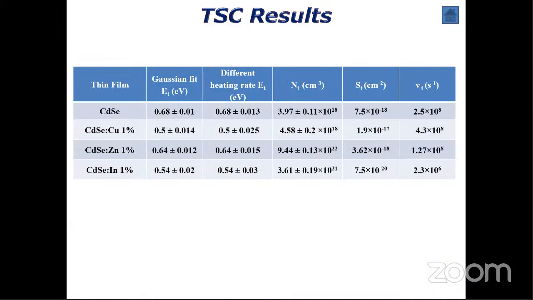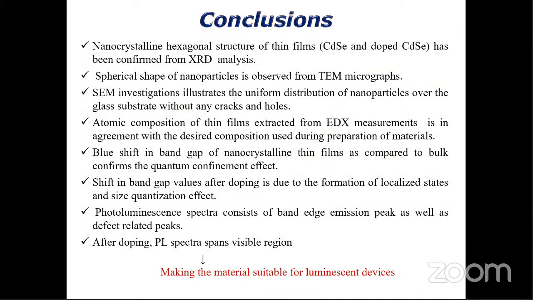So in short, what we can see, these nanocrystalline hexagonal structure of thin films, whether doped or undoped, have been confirmed from the XRD analysis. Spherical shape of nanomaterials is observed from the transmission electron microscopy micrographs. Scanning electron microscopy investigation has been done, which illustrates the uniform distribution of these nanoparticles over the glass substrates without any cracks and holes. Atomic composition of thin films extracted from EDX measurements is in agreement with the desired composition used during preparation of materials.